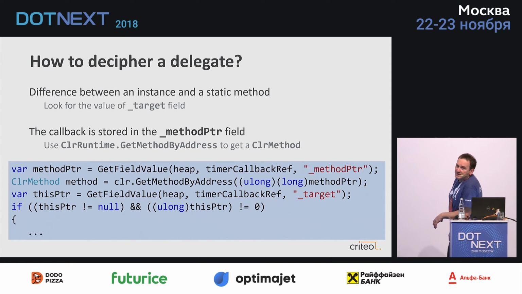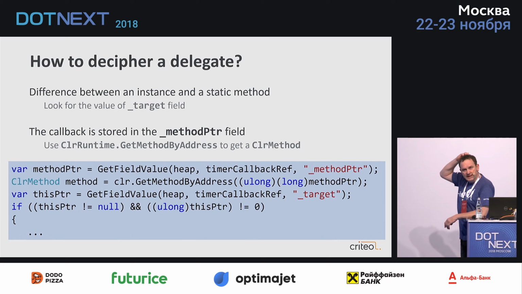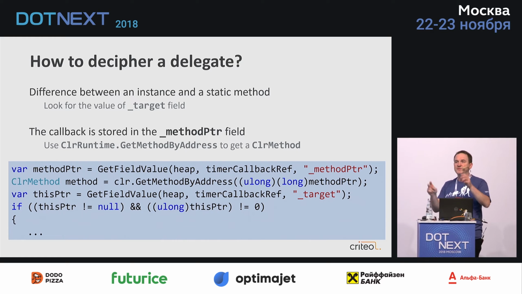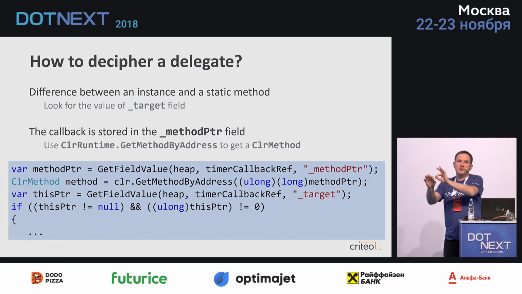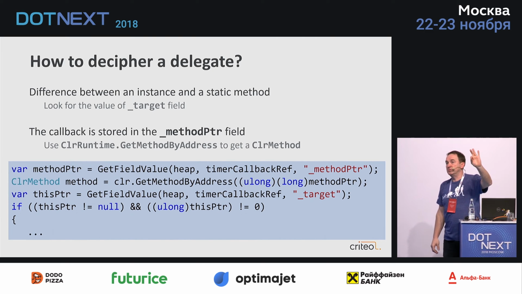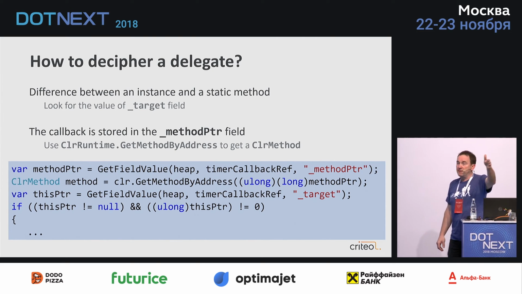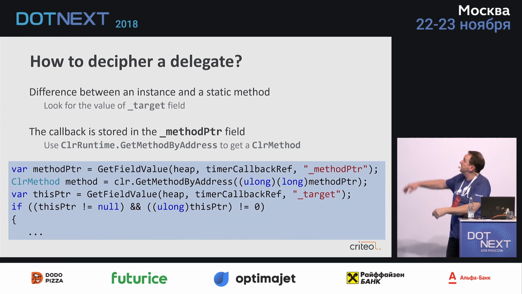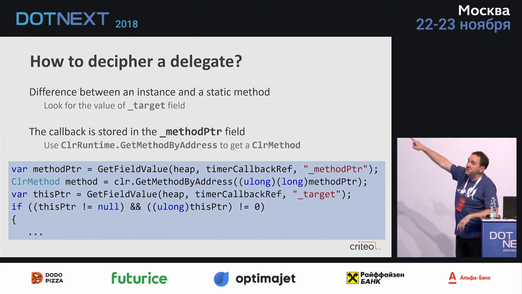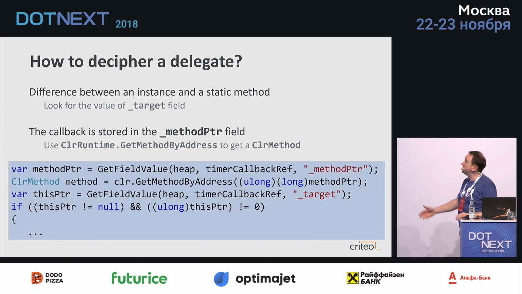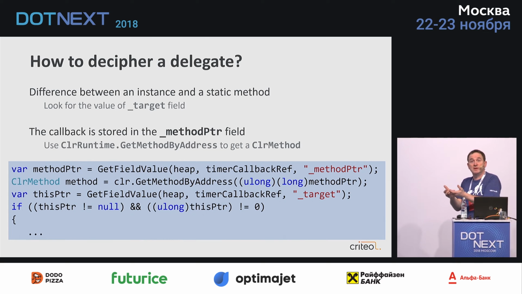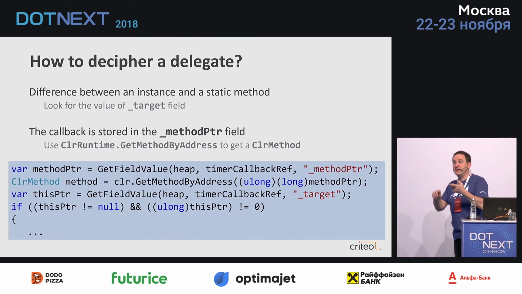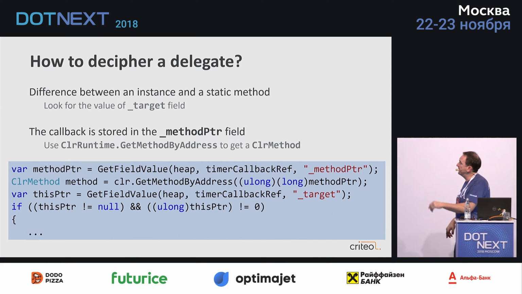So this is a special case for the delegate. The delegate is a little bit more complicated. Why? Because you have 2 pieces of information for a delegate. The first one is the pointer to the method that you want to be called by the timer in my case. This one is given by the _methodPtr. And you can use an API, GetMethodByAddress, that gives you the description of the method. I already mentioned you get the IL, the name, the signature, everything.